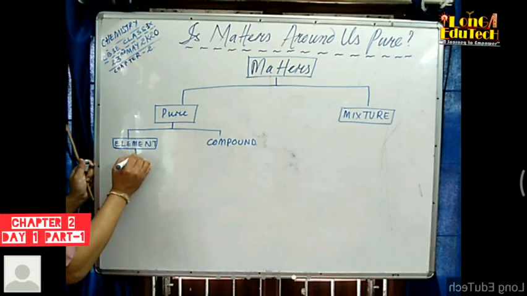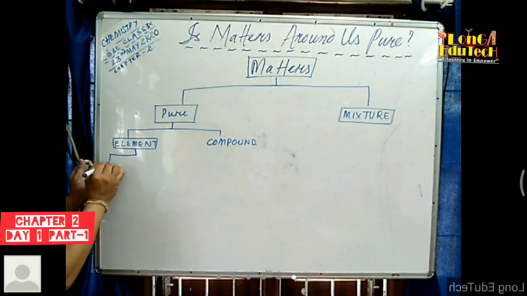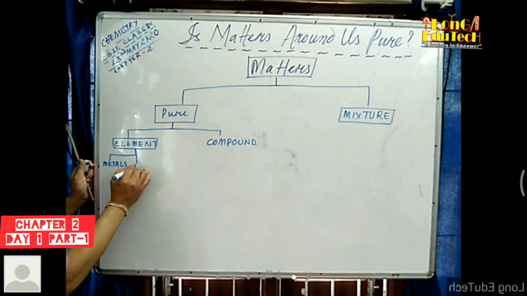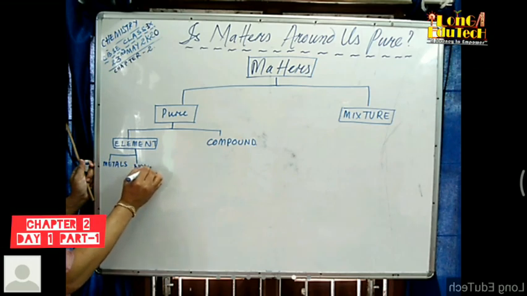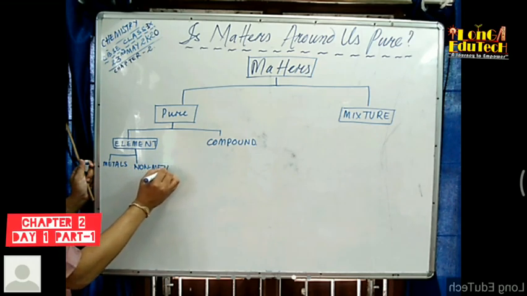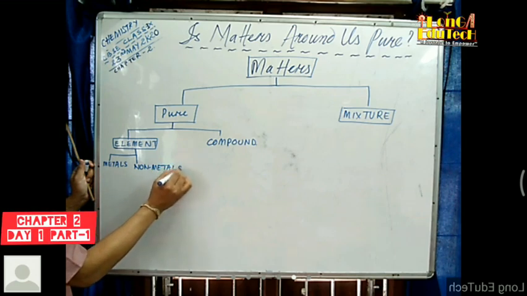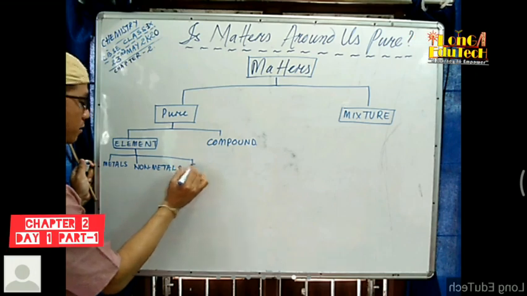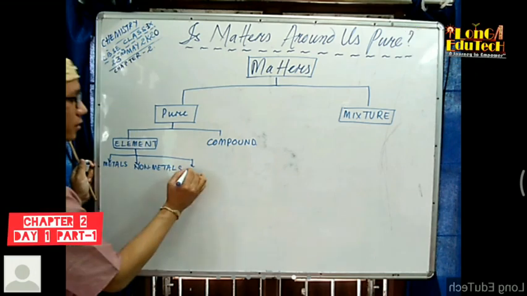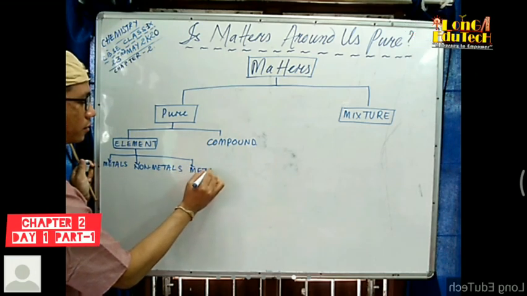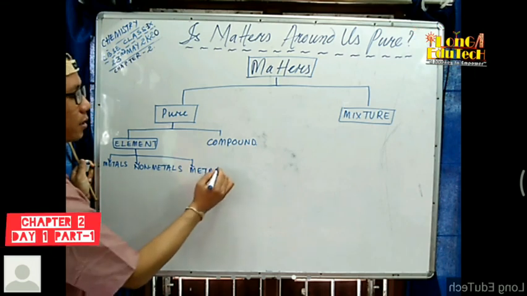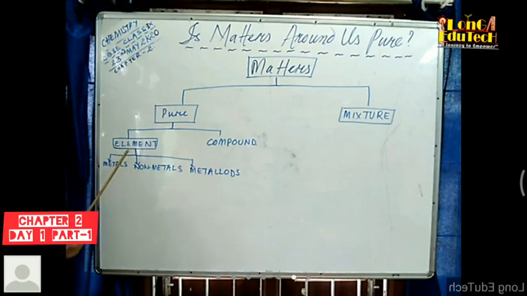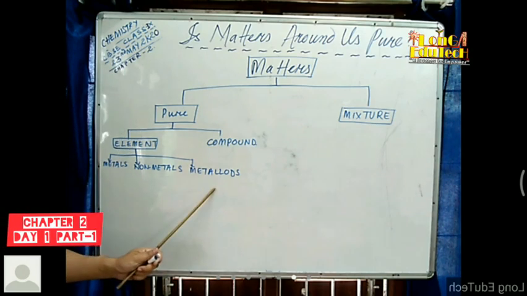What are the three? One is the metal. Another one is the non-metal, that you already learned in your class 8. And another one is the metalloids. Elements: metals, non-metals, and the metalloids.